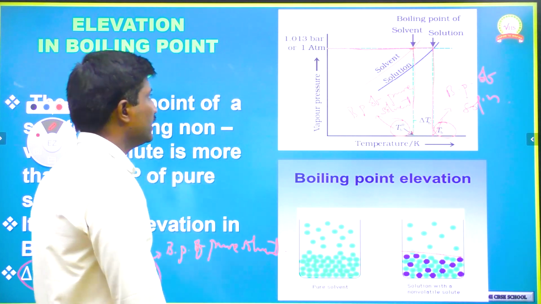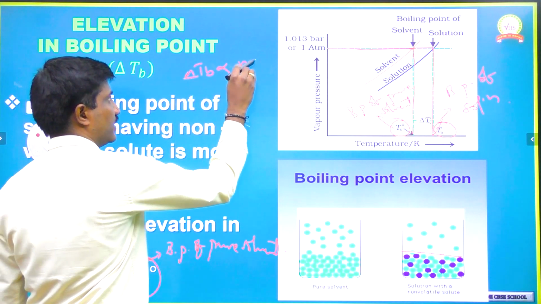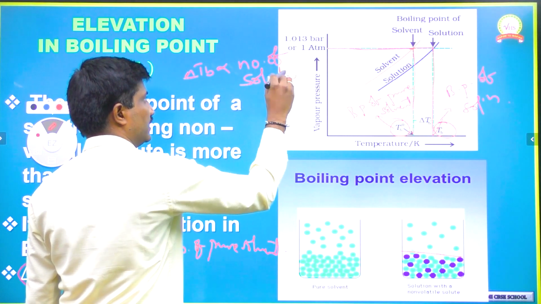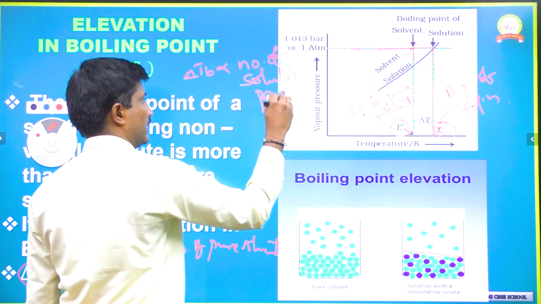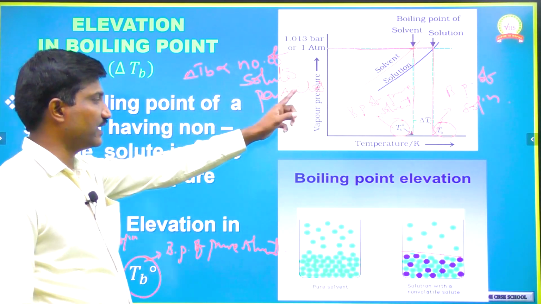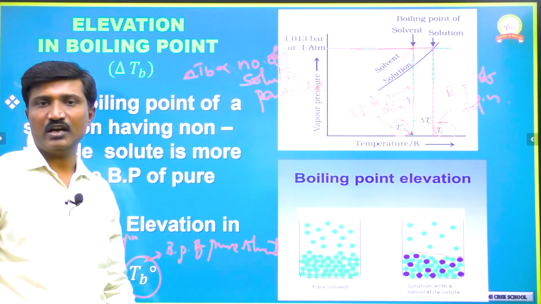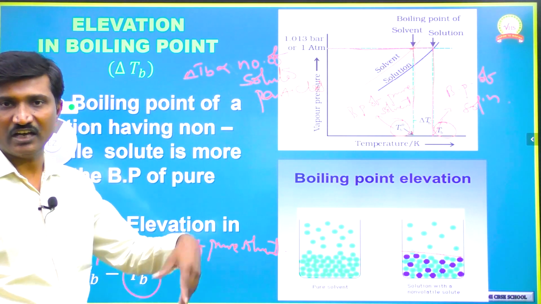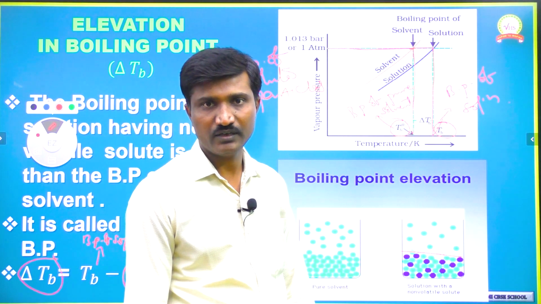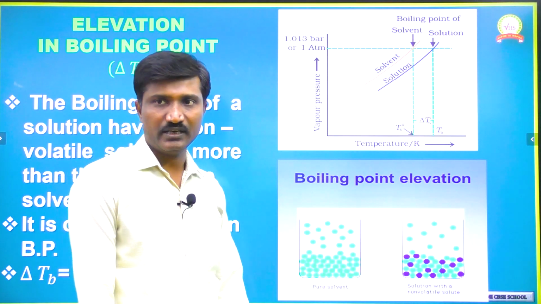So delta TB, the elevation in boiling point, is directly proportional to the number of solute particles. If the number of solute particles is more, then the elevation in boiling point is more, and the difference is more. Right. That concept we will discuss again in numericals.